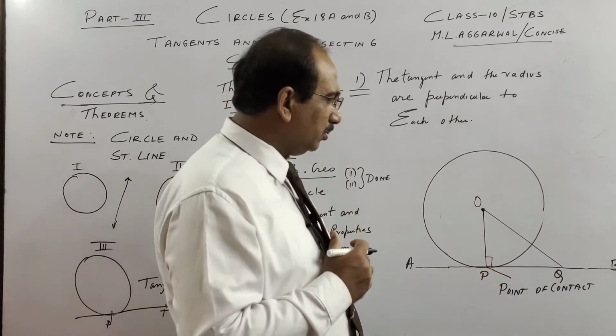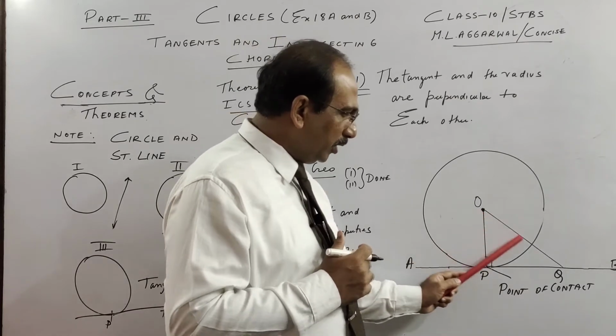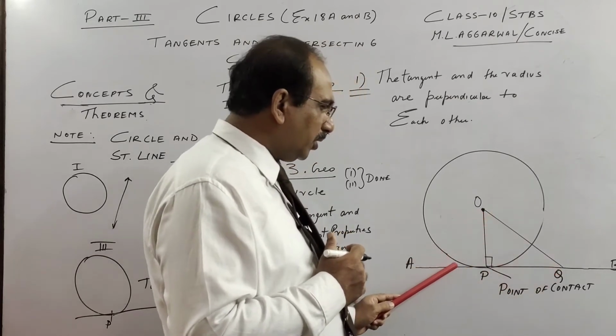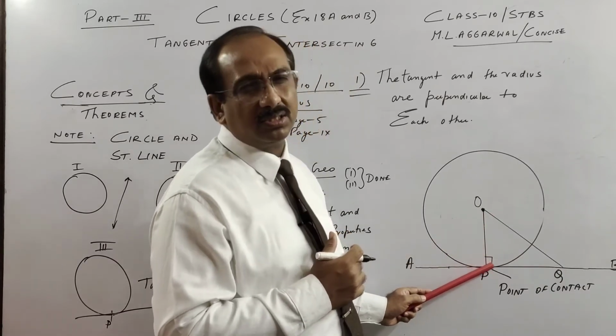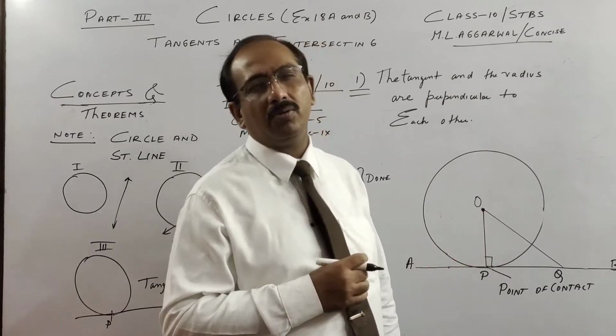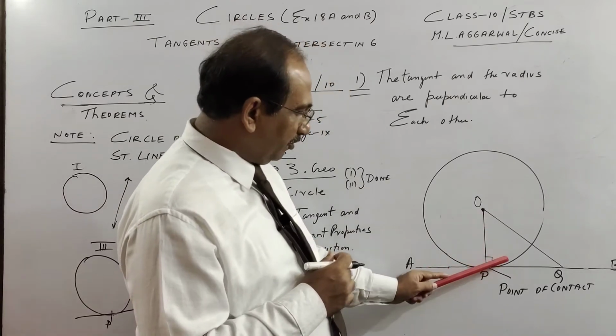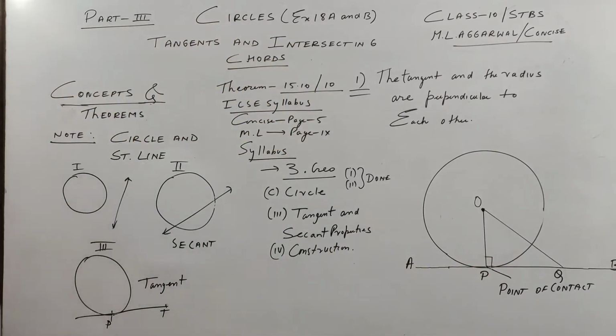So in short, I'll tell you the proof: any other point OQ you draw here, or any point you draw, will be more than OP. So OP is the shortest distance, and you know the shortest distance between 2 points is the perpendicular distance between them. Therefore this angle is 90 degrees. Okay, so kindly pause the video and copy.